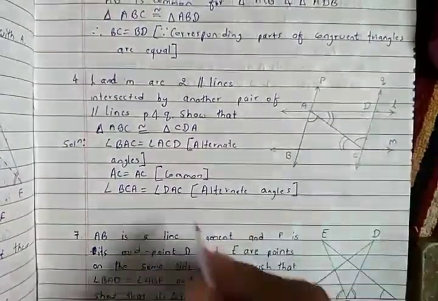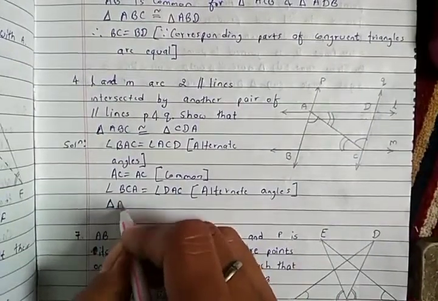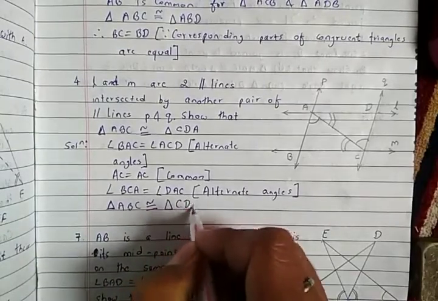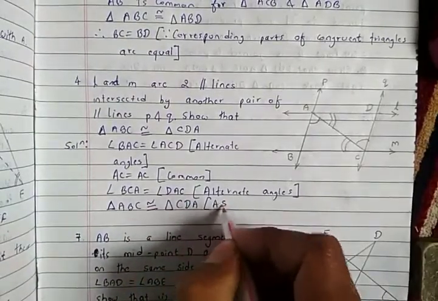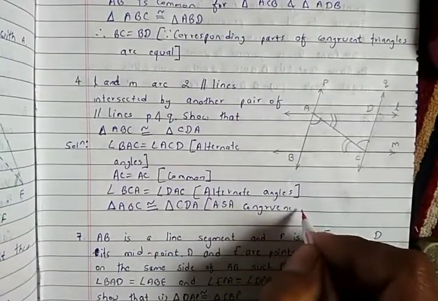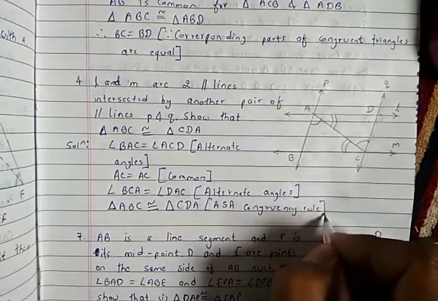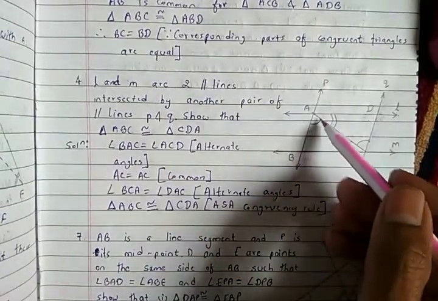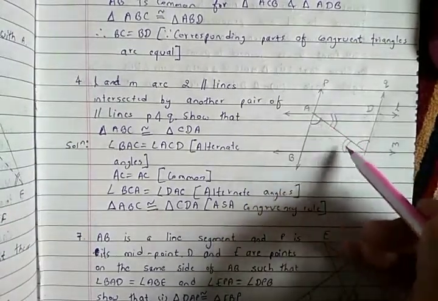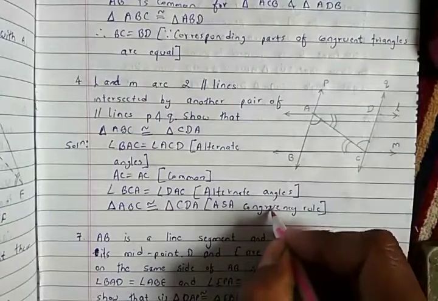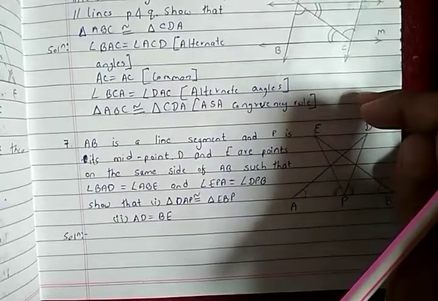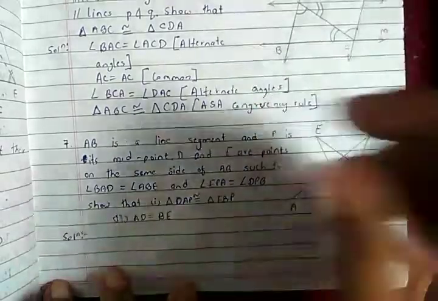Now you can say that triangle ABC is congruent to triangle CDA by the angle side angle congruency rule, right? This angle, this side and this angle, okay? Two angles and one side are equal, so you can say that they are congruent to each other, right? Now let's solve question number 7.